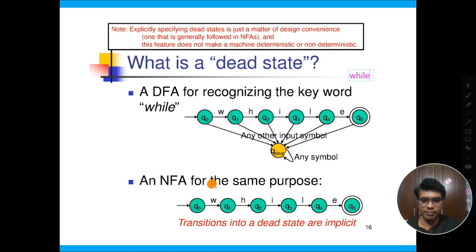And the NFA for the same purpose is here. Transitions into a dead state are implicit. Even though the dead state is not mentioned here, it is implicitly conveying that any other symbol will lead to a dead state. In general, in an NFA we consider only the input symbols that lead to the final state. Whereas in a DFA, we take all possible symbols and generally include the dead state also if required. It is not required every time. If required, we explicitly mention the dead state.